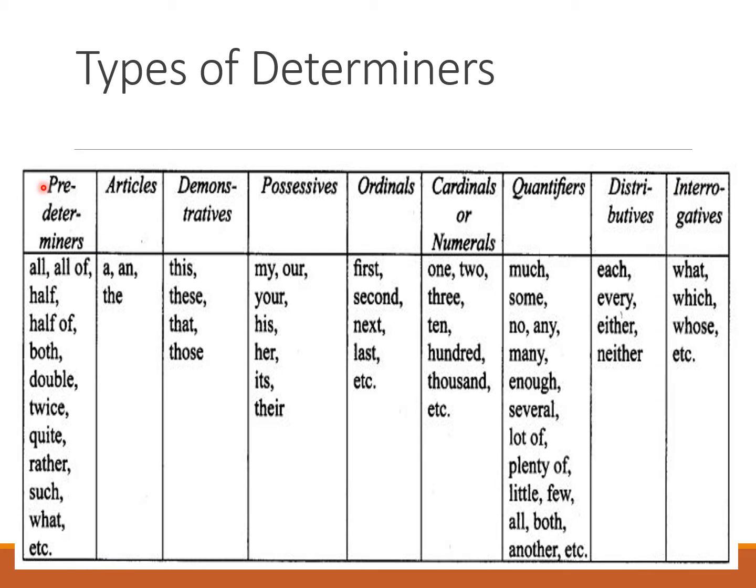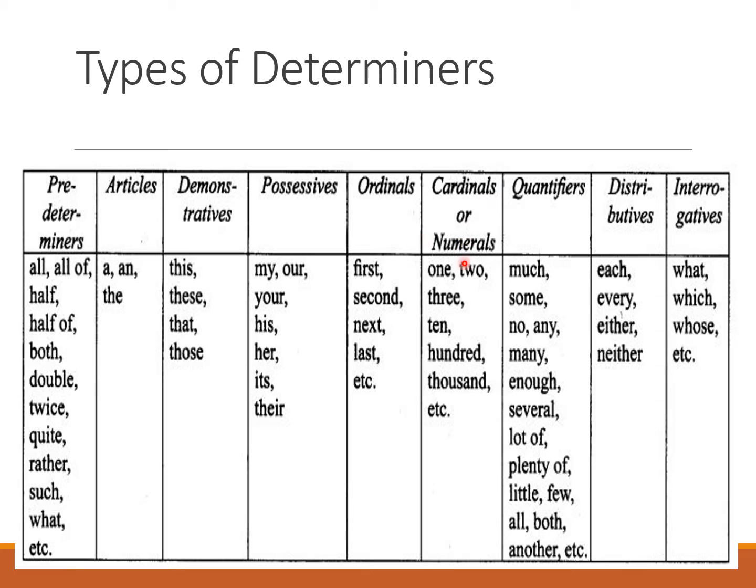So let us see what predeterminers are. All of, half, both, double, twice, quite, rather, such, what. These are some of the predeterminers. It doesn't stop with this, children. There are more. Articles: a and the. Demonstratives: this, these, that, those. Possessives: my, our, your, his, her, its, their. Ordinals: first, second, next, last, etc.